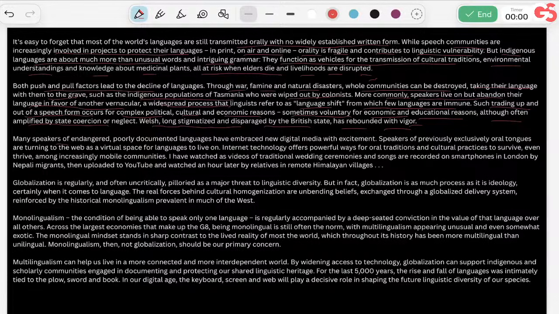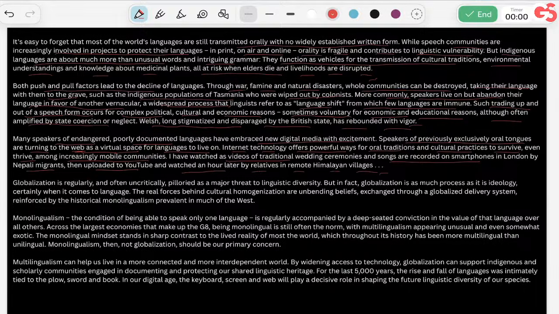Many speakers of endangered, poorly documented languages have embraced new digital media with excitement. Speakers of previously exclusively oral languages are turning to the web, meaning the internet, as a virtual space for languages to live on. Internet technology offers powerful ways for oral traditions and cultural practices to survive, even thrive among increasingly mobile communities. I have watched as videos of traditional wedding ceremonies and songs are recorded on smartphones in London by Nepali migrants, then uploaded on YouTube and watched an hour later by relatives in remote Himalayan villages.